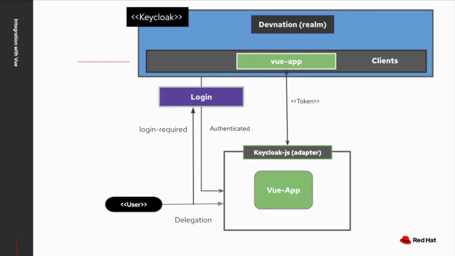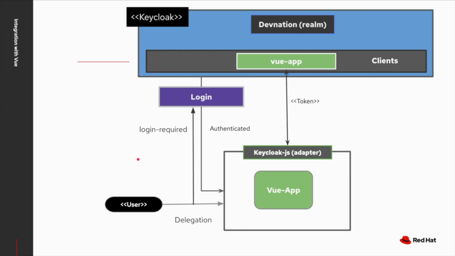Let's move to the integration pattern with Vue.js. So in this demo, I have created a definition realm, under which I have created a client, Vue app. You can call it any name you want. With your Vue application, you just need to install this Keycloak JavaScript adapter. You can install it from the npm registry, or you can download it from the Keycloak website.